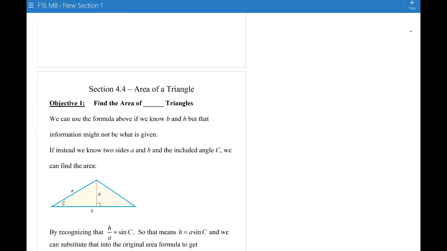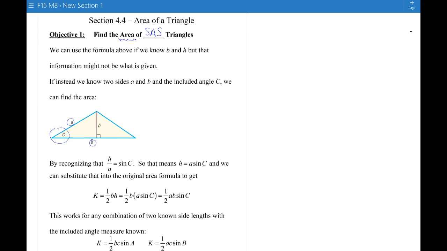So we're first going to find the area of SAS triangle. So if we know two sides and the angle between them, which recall that this is the setup for the law of cosines if we're asked to solve the triangle. But here we're looking for area. So we can use this formula if we know B and H, but that might not be what you have. So if instead you know a side length A and a side length B, and the angle C that's in between them, we can find this area using trigonometry.